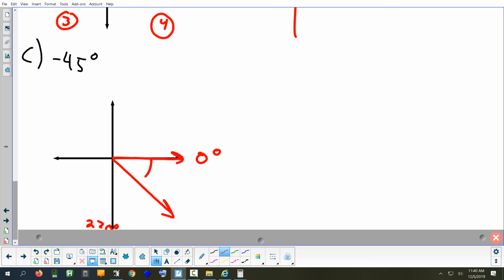Here's your initial. There's your terminal. You can put that if you want to show the direction. You don't have to. And that's how you'd sketch negative 45. To get a coterminal, add 360, subtract 360. That's it.